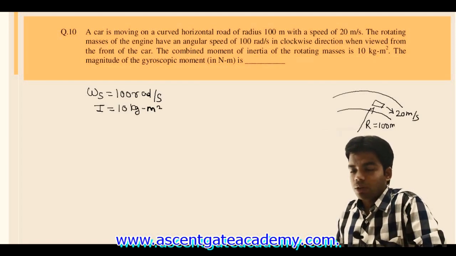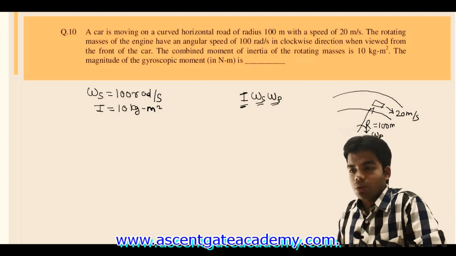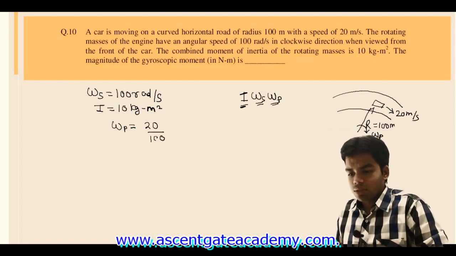Now, what is the formula for gyroscopic moment? Gyroscopic moment is nothing but I into omega s, spin velocity, into omega p, precession velocity. We have the value of I, we have the value of omega s. The only thing which we have to determine is omega p, the precession velocity. Getting this? So how can we determine this omega p? Very simple to determine. Omega p is equal to v upon r. Velocity of car is given as 20 meter per second and the radius is given as 100 meter. So this will be equal to 0.2 radian per second.